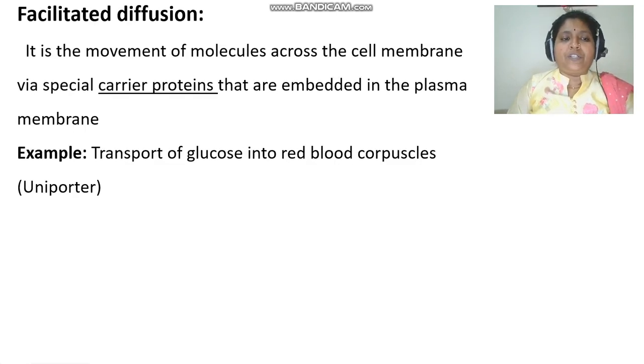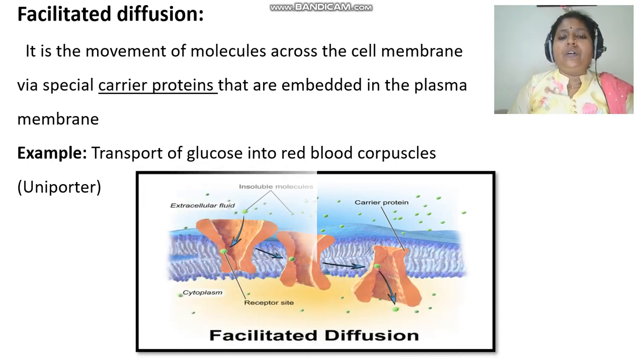Now the facilitated diffusion. It is the movement of molecules across the cell membrane via special carrier proteins that are embedded in the plasma membrane. An example is the transport of glucose into the red blood corpuscle. It is also called a uniporter because it carries only one molecule along only one concentration gradient from one side to the other side of the plasma membrane.